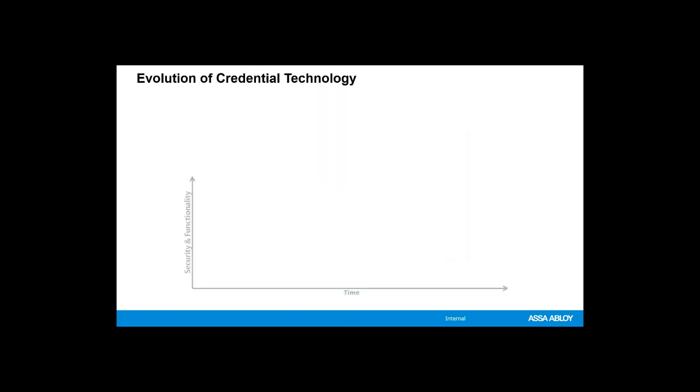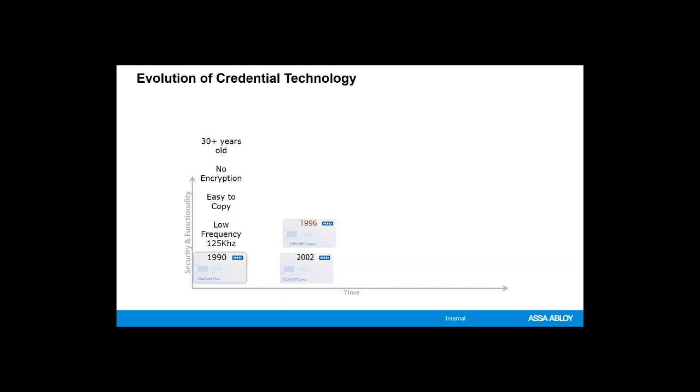Okay, just a few more things really quick. The evolution of credentials. So back in the 1990s, we had PROX 125. That's over 30 years old, and it had no encryption, and it's very easy to copy, and it's low frequency, 125 PROX.